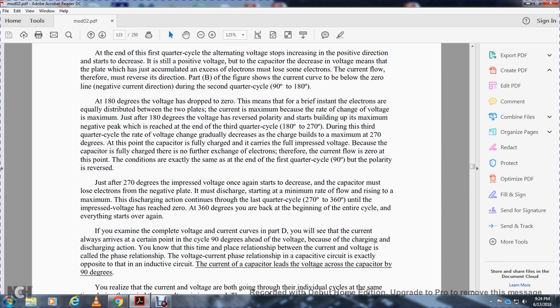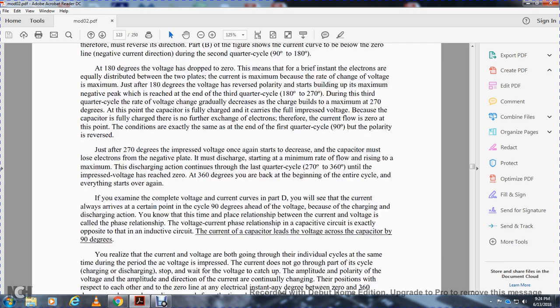At this point, the capacitor is fully charged and carries the fully impressed voltage. Because the capacitor is fully charged, there is no further exchange of electrons. Therefore, the current flow is zero. At this point, the condition is exactly the same as at the end of the first quarter, except that the polarity is reversed.